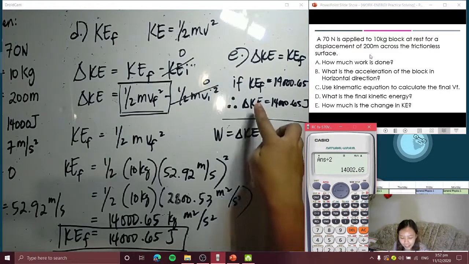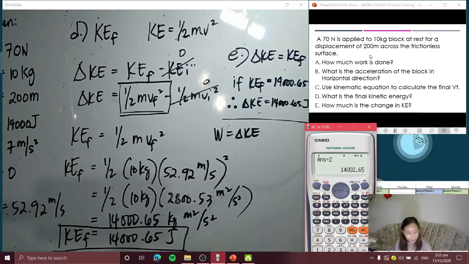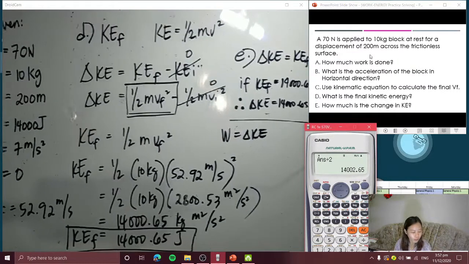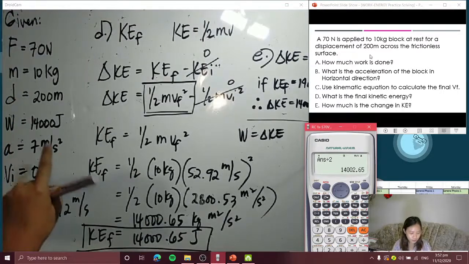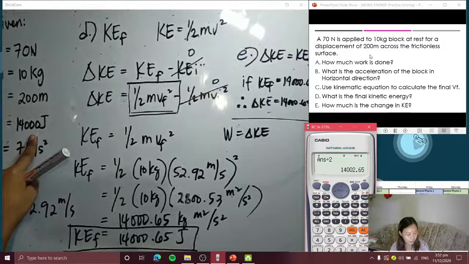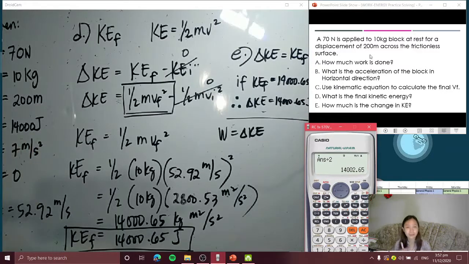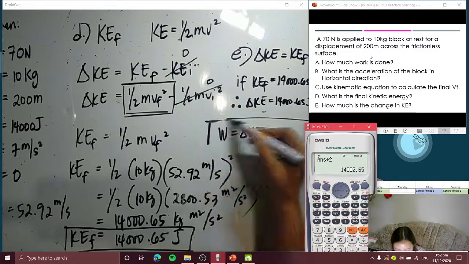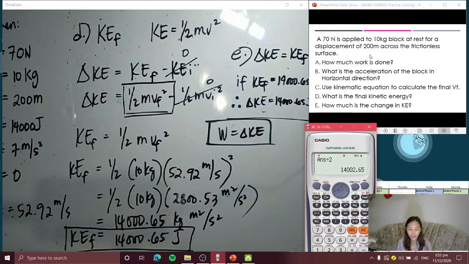So, whatever our change in KE is, it should match our amount of work done. If we take a look, our KE and work have the same value. However, there is a small discrepancy, but it's fine. Still, we have the same value. So therefore, we can say that work is also equal to change in kinetic energy. So I hope that it's clear. Okay. So that's for our first problem.